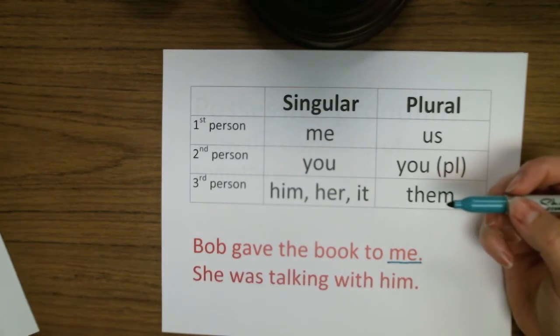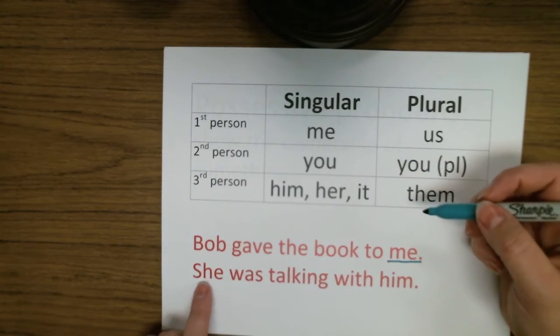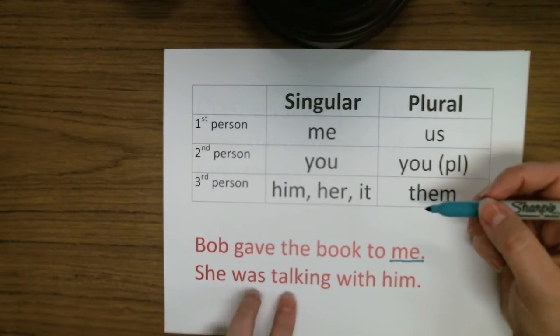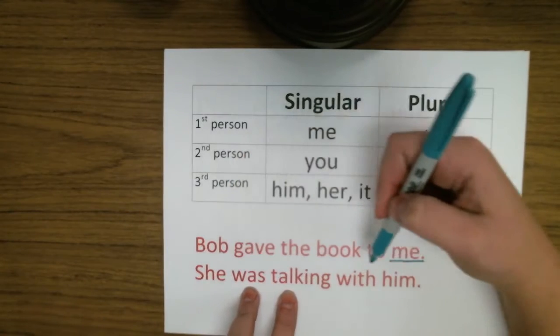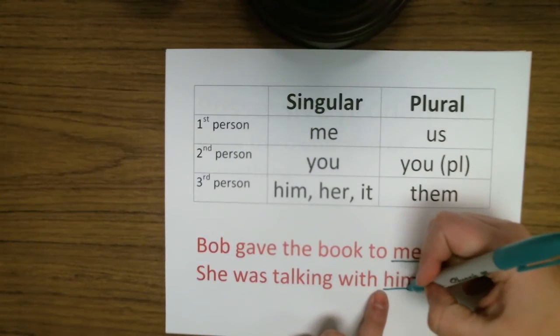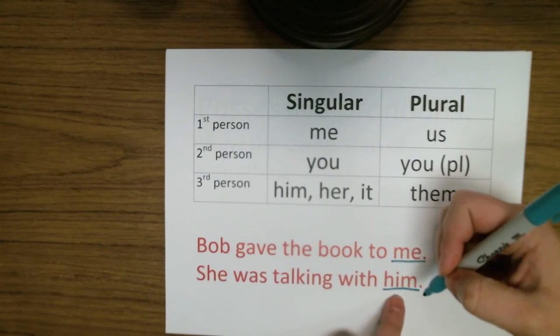Second sentence, she was talking with him. I've put a subject pronoun in here, but look, here's my verb, was talking. Who was talking? She was talking. So she is my subject pronoun, and him is my object pronoun, coming after the verb and receiving the action of the verb.